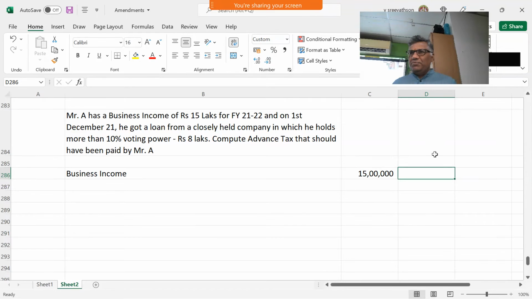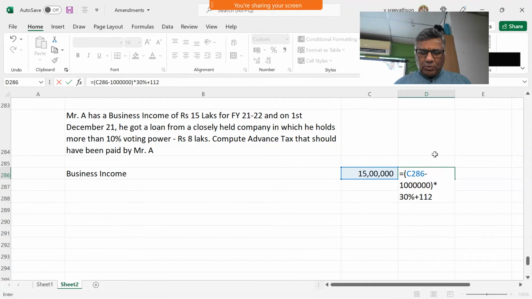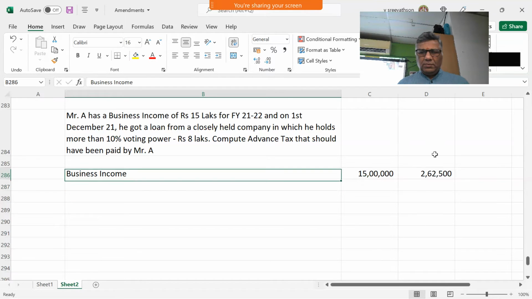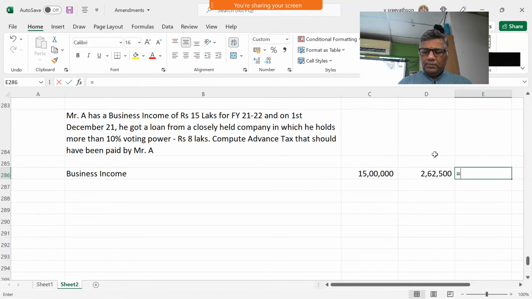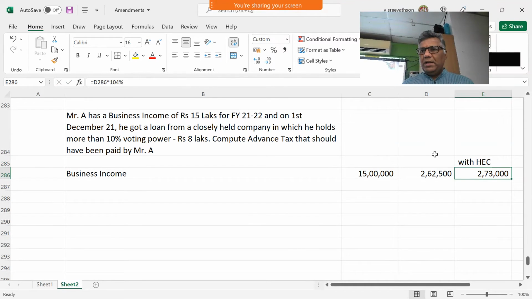On this 15 lakhs, we all know how to compute tax. This minus 10 lakhs into 30% plus 1,12,500, along with HEC. This will be done.